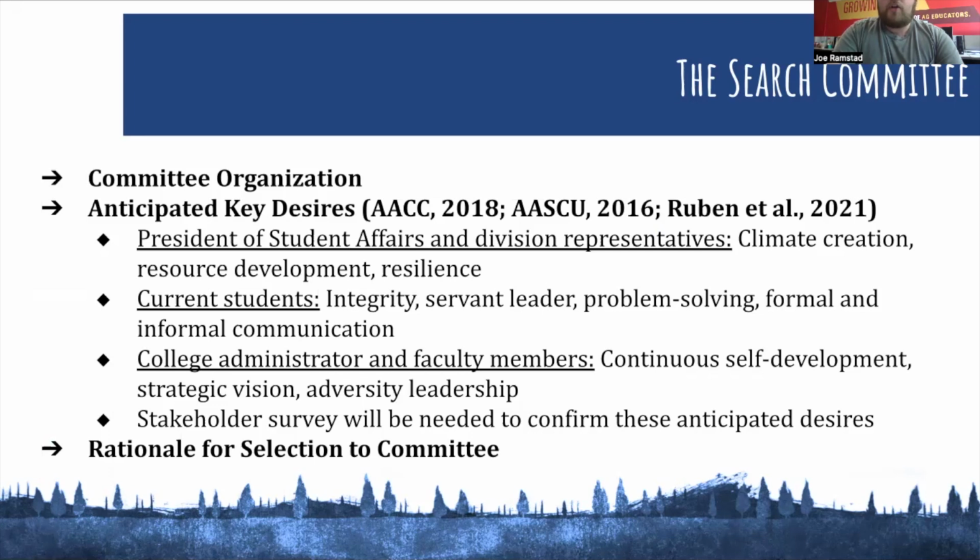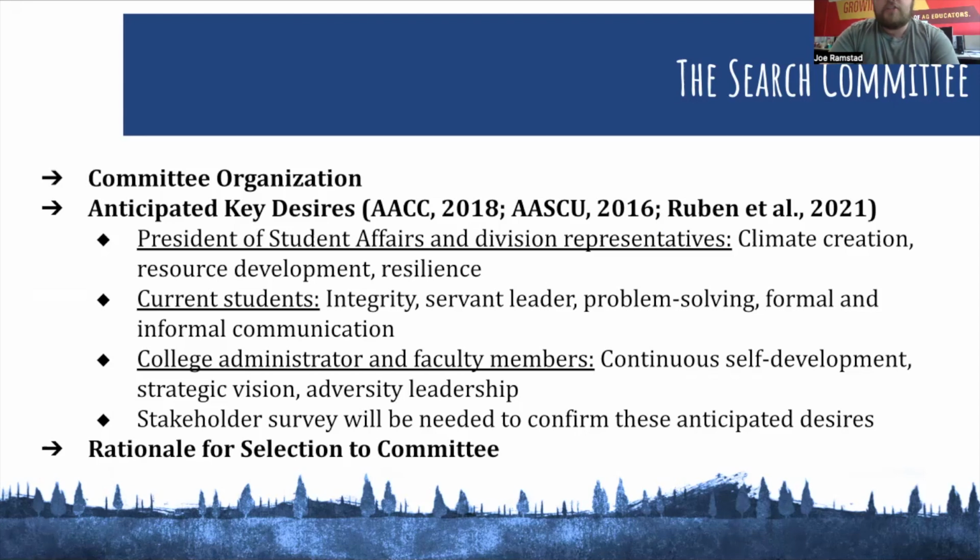We want to make sure that current students are able to be voiced within this search process as well. And we know that they are going to value integrity, having a servant leadership mindset in terms of what this new leader is going to be able to possess. They're going to value a leader who's going to be able to problem solve for them. And also, of course, formal and informal communication skills, being able to relay important information to students so they feel valued and included every step of the way, because this individual is representing students as the Vice President of Student Affairs.